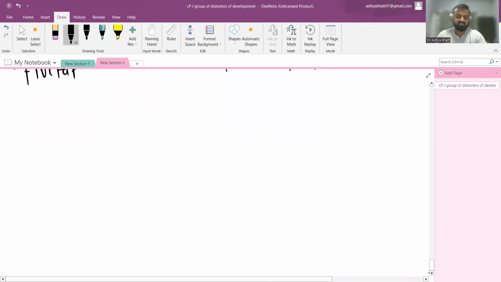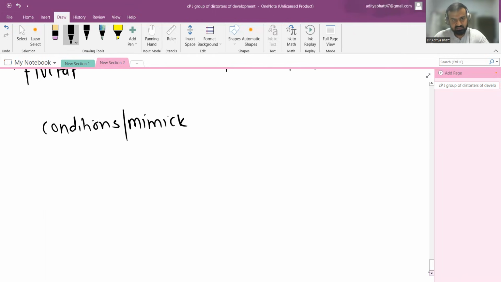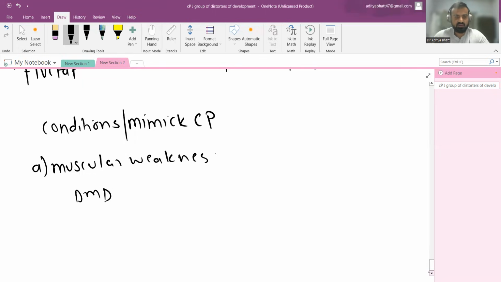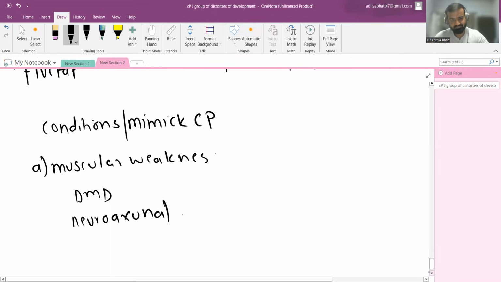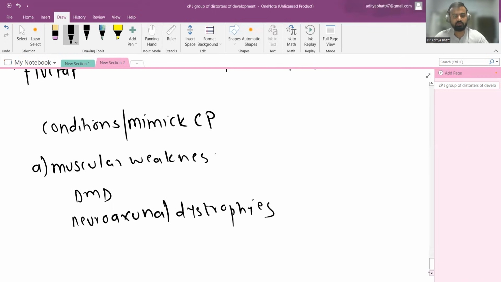Okay, so what are the conditions or diseases which mimic CP? Conditions that mimic CP. Okay, so first, if there is muscular weakness, you have to rule out DMD. You have to rule out neuroaxonal dystrophies. You have to rule out leukodystrophies.